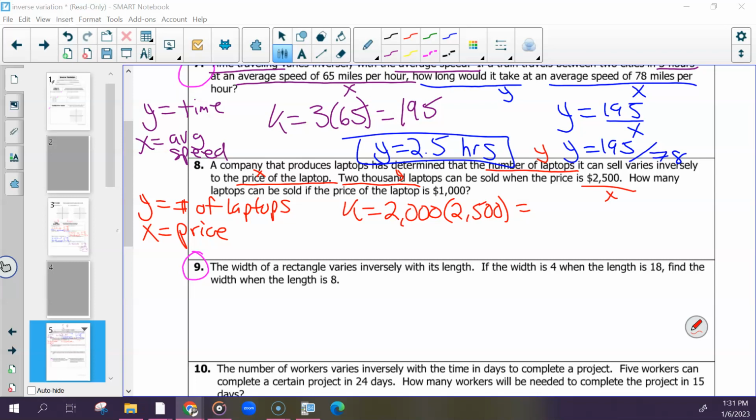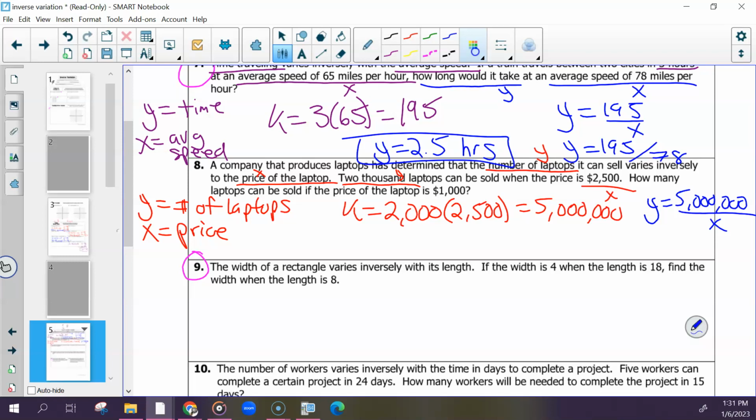So put that in your equation. Y equals 5 million over X. We just put 5 mil. You can put 5 mil as long as you don't put like 5M and then forget what the M stands for.